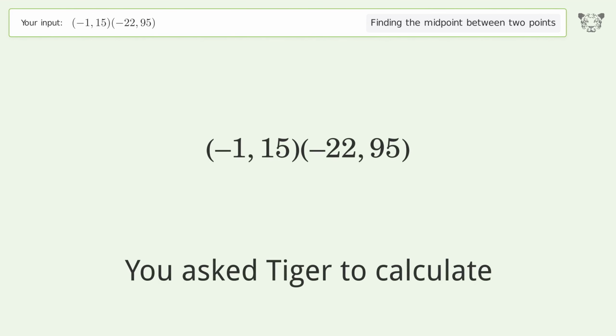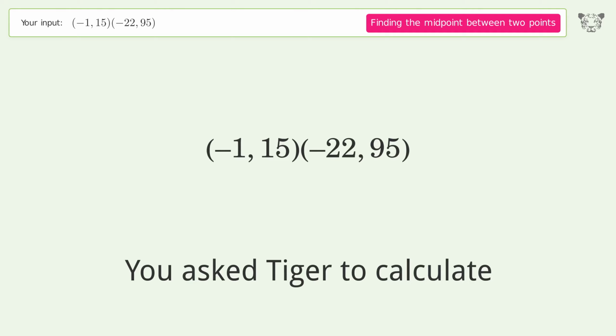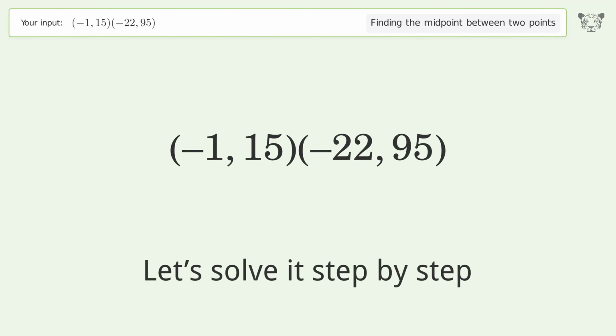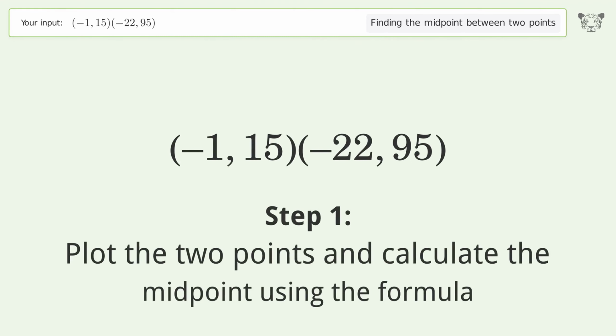You ask Tiger to calculate. This deals with finding the midpoint between 2 points. The midpoint between the 2 points is negative 11.5, 55. Let's solve it step by step. Plot the 2 points and calculate the midpoint using the formula.